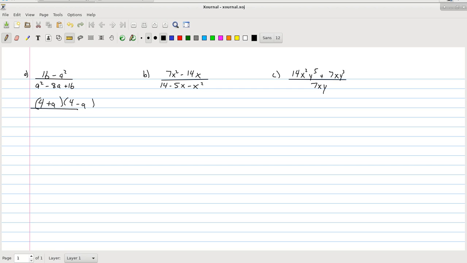Now in the denominator, a squared minus 8a plus 16. There's no common factor, so we'll go with two sets of parentheses again. A squared is a times a. We want to find two numbers that multiply to positive 16 and add up to negative 8. So those numbers would be minus 4 and minus 4.